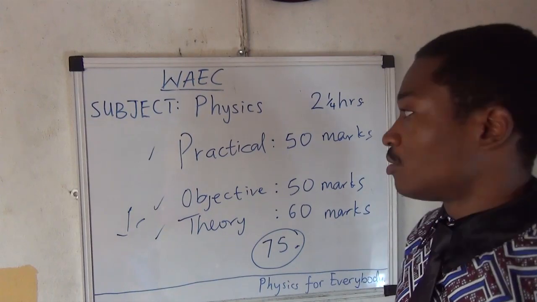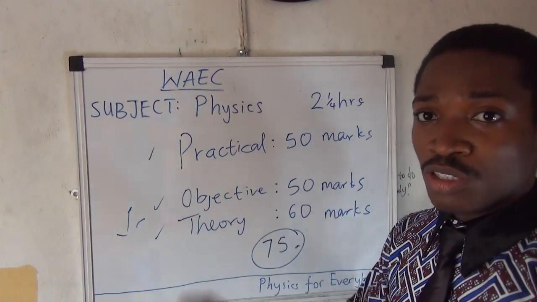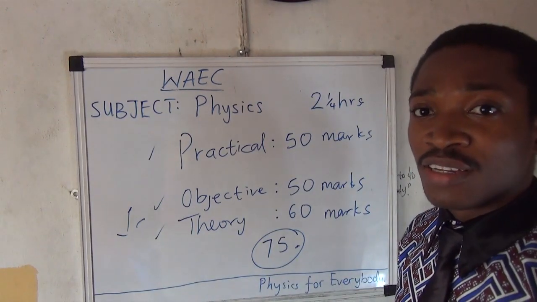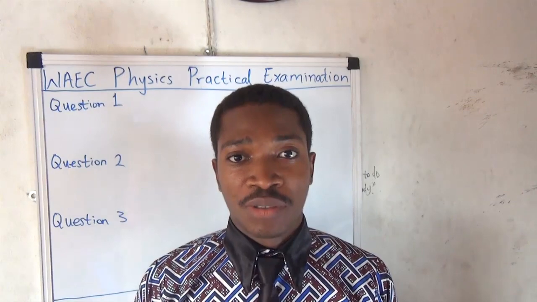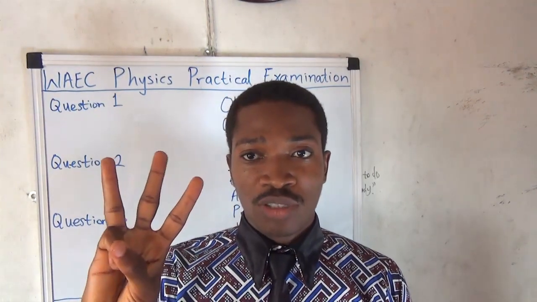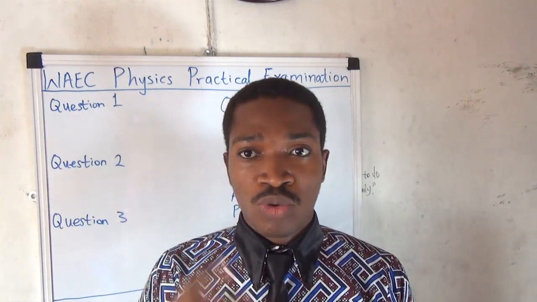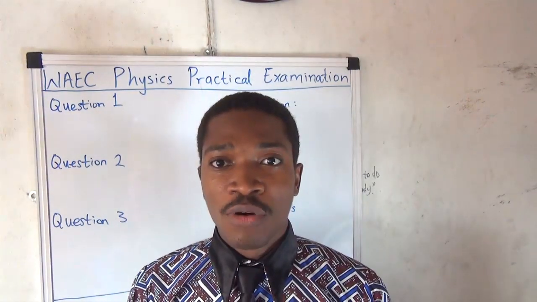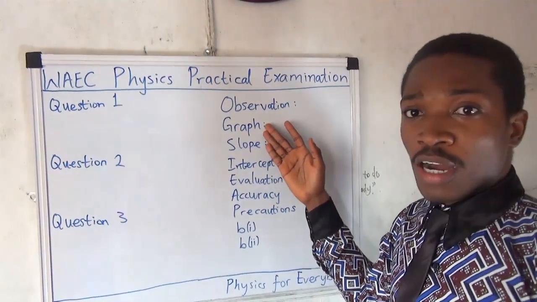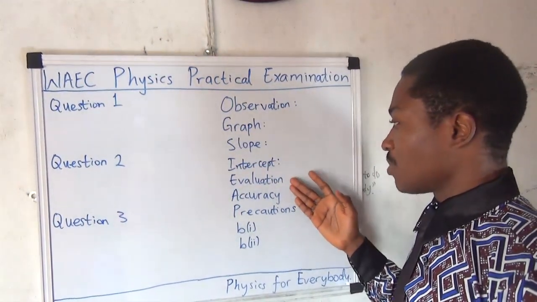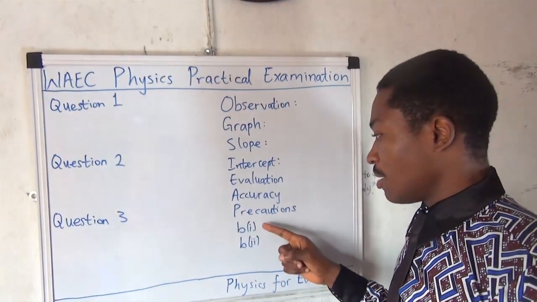Now your practical, there will be 3 questions and you have to answer 2. Now each of those 3 questions are graded in the following manner. What's your WAEC physics practical examination? There will be 3 questions and you have to answer any 2. Each of those 2 questions will be graded under the following subheadings. You have your observation, your graph, slope, intercept, evaluation, accuracy, precautions, and B1 and B2.